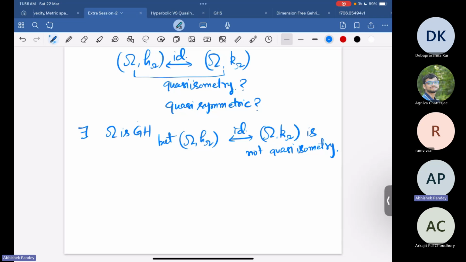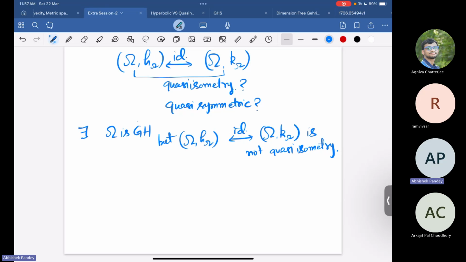At present, I don't know whether the complete characterization is known or not. That is, for a Gromov hyperbolic domain, characterize those domains for which this identity map is a quasi-isometry. Even for very nice kinds of domains, this fails. For uniform domains, there exist uniform domains where this identity map is not a quasi-isometry, and uniform domains are always Gromov hyperbolic. So this is still an open problem, I think. I have to check the literature, but yes: let omega be Gromov hyperbolic, characterize all such domains for which this identity map is a quasi-isometry.